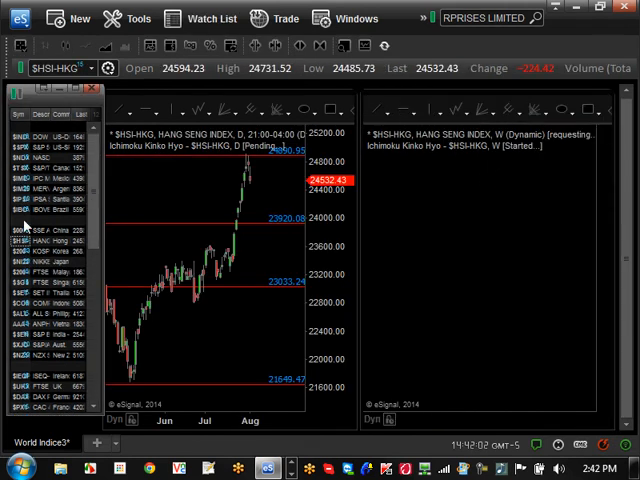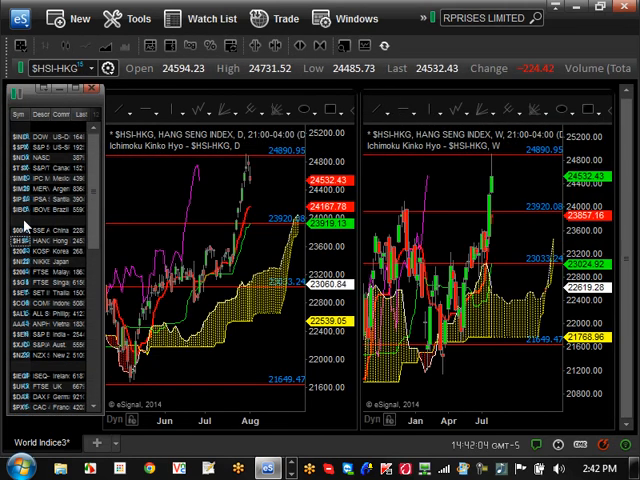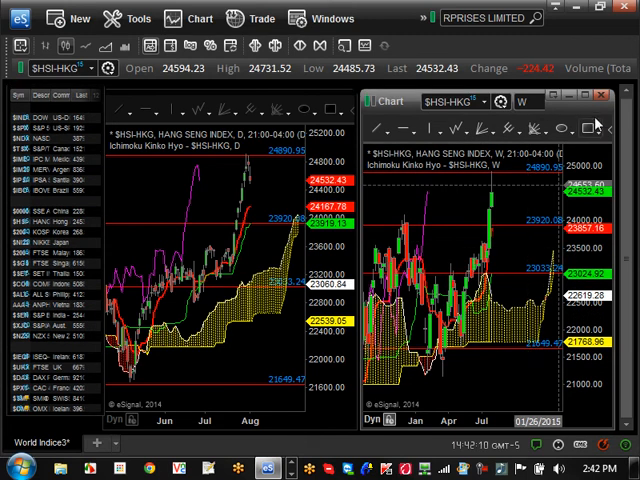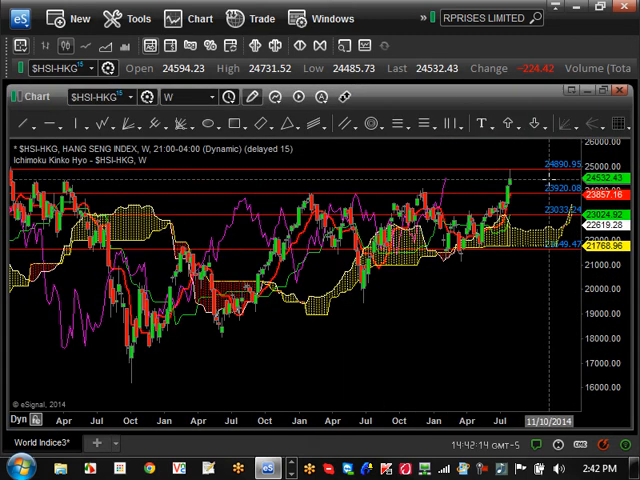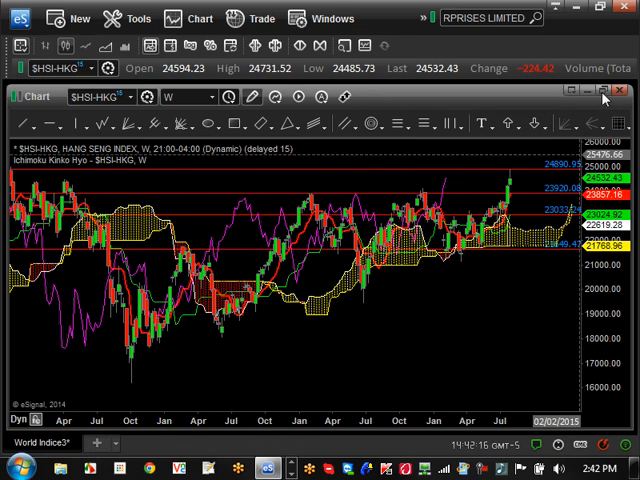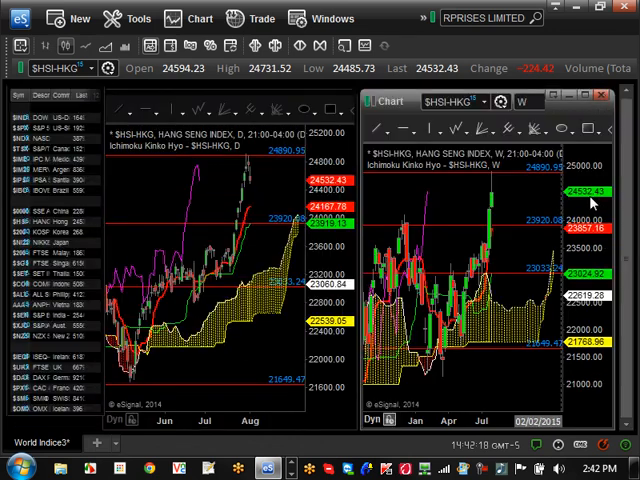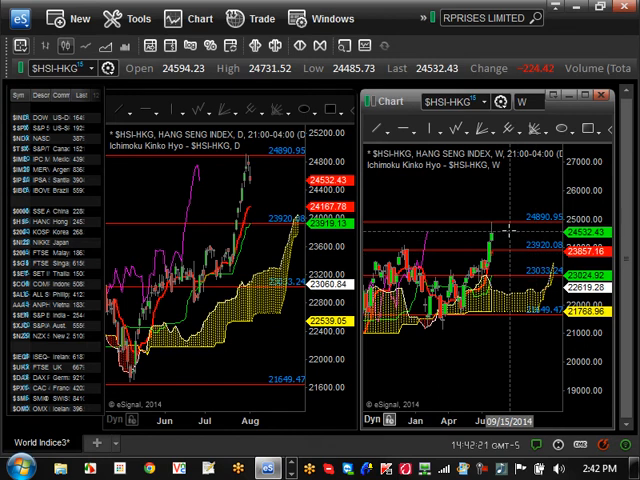Hong Kong, this is a market definitely to keep an eye on and watch. The reason why is that it's on top of its major resistance consolidation pattern. If it breaks this consolidation pattern with this resistance here at 24,890, this thing is going to start a long-term trend up. So definitely keep an eye on the Hong Kong market.